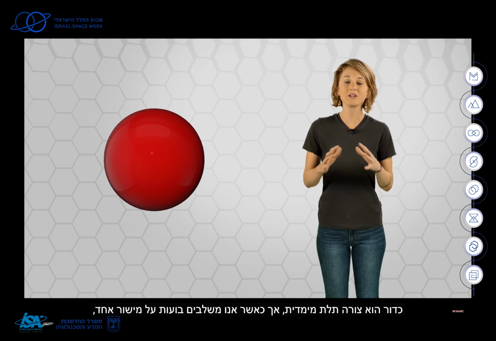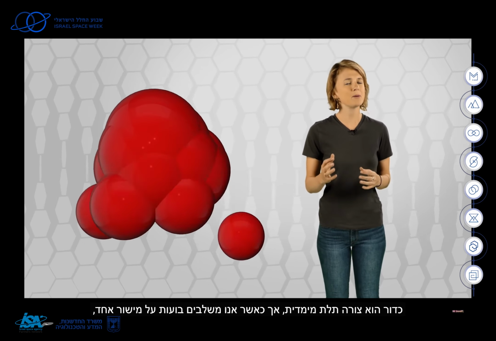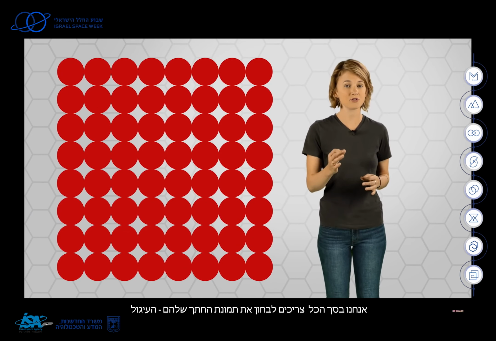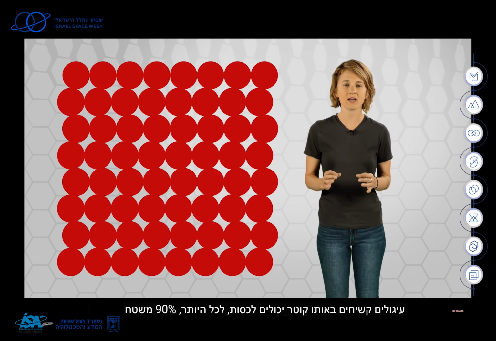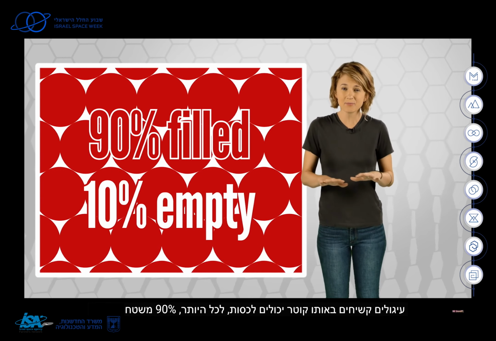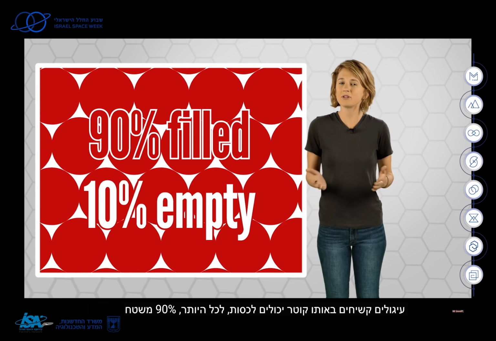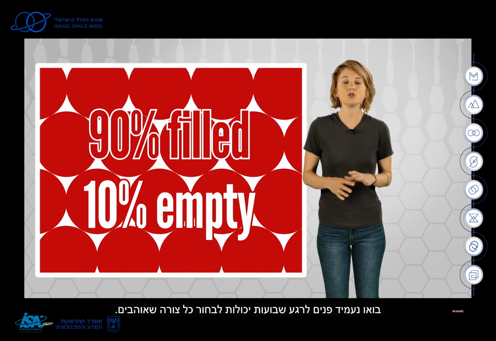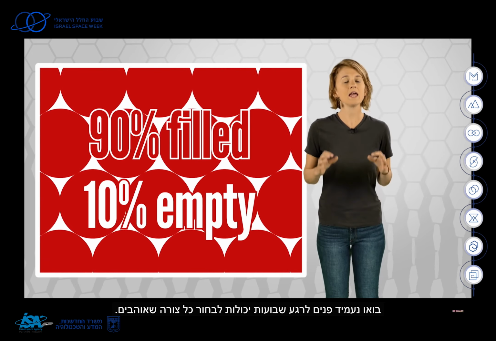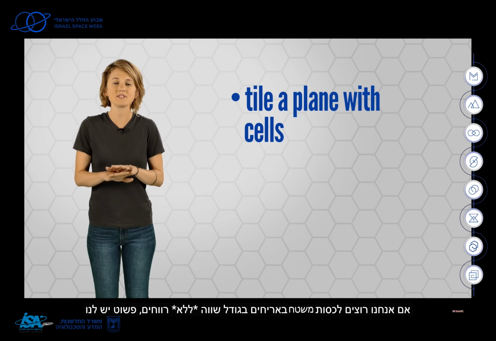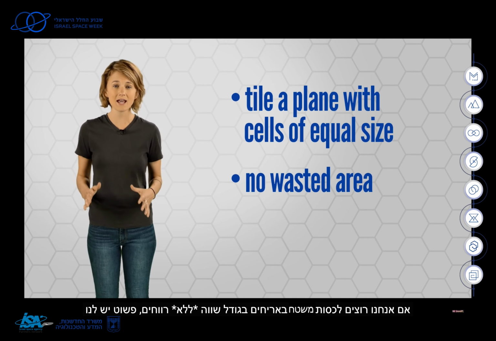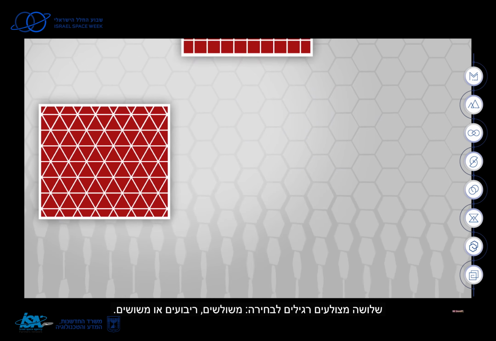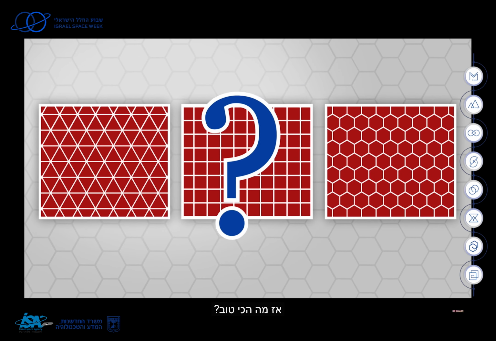A sphere is a three-dimensional shape. But when we pack bubbles in a single layer, we really only have to look at the cross-section, a circle. Rigid circles of equal diameter can cover at most 90% of the area on a plane. But luckily, bubbles aren't rigid. Let's pretend for a moment these bubbles were free to choose any shape they wanted. If we want to tile a plane with cells of equal size and no wasted area, we only have 3 regular polygons to choose from: triangles, squares, or hexagons. So which is the best?